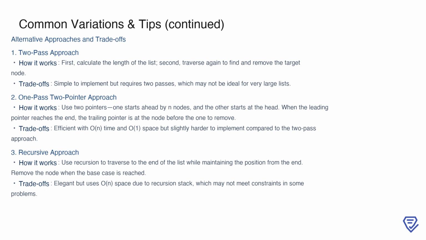One pointer starts ahead by n nodes, and the other begins at the head. When the leading pointer reaches the end, the trailing pointer will be positioned just before the node to be removed. This method achieves O(n) time and O(1) space but is slightly more complex to implement. Lastly, the recursive approach leverages the call stack to maintain the position from the end of the list. While this method is elegant, it uses O(n) space due to recursion, which may not meet the constraints in all scenarios. It's important to choose the approach that best aligns with the problem's requirements and constraints.